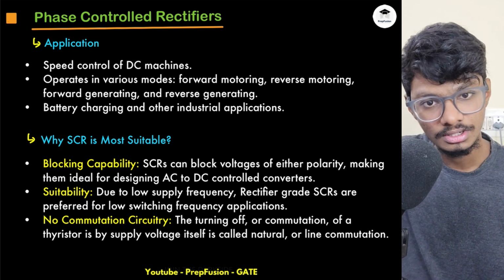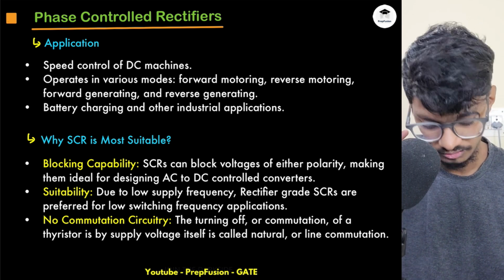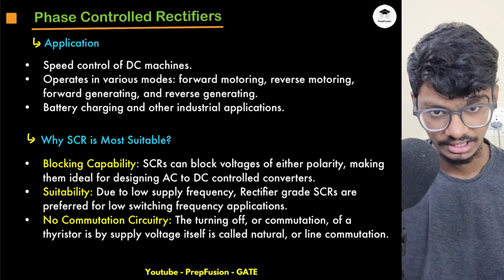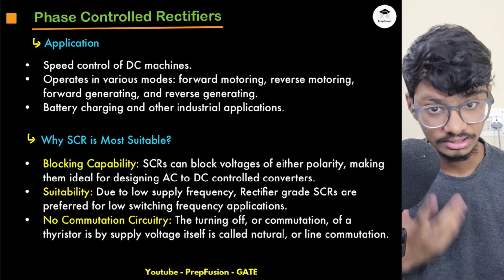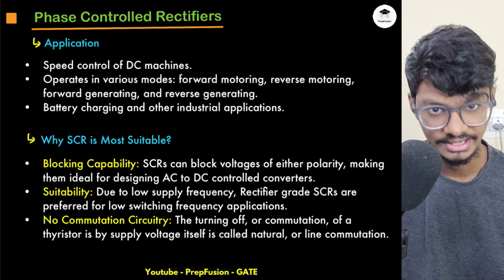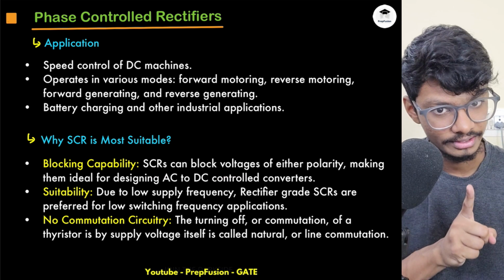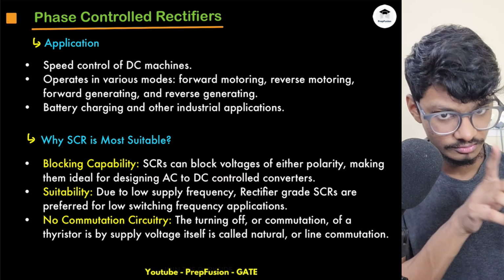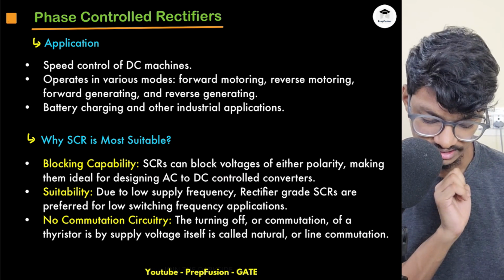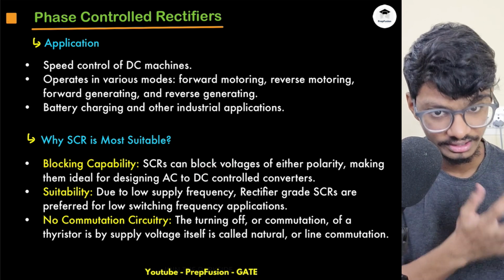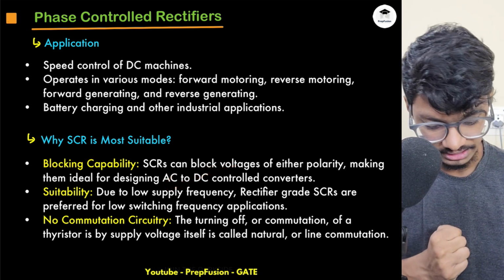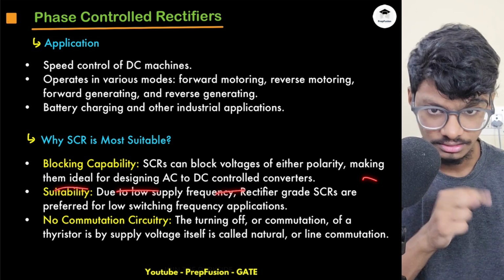This I have explained in my first chapter as well, and we use this in battery charging and other industrial applications. Now why is SCR the most suitable? Why do we use SCR? We can use some other switches as well. It has good blocking capability. SCRs can block voltages of either polarity, and I want my output to have only a single polarity, that is positive, right? So SCR has the capability to block voltages of either polarity. That's why we use SCR, making them ideal for designing AC to DC controllers.